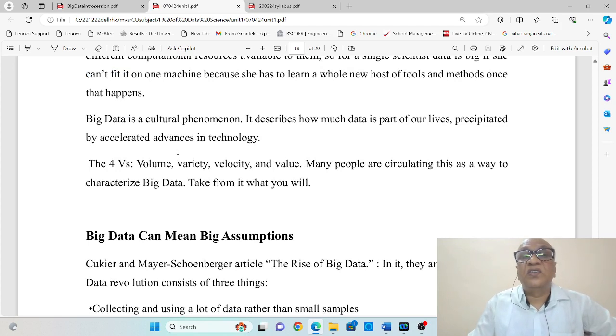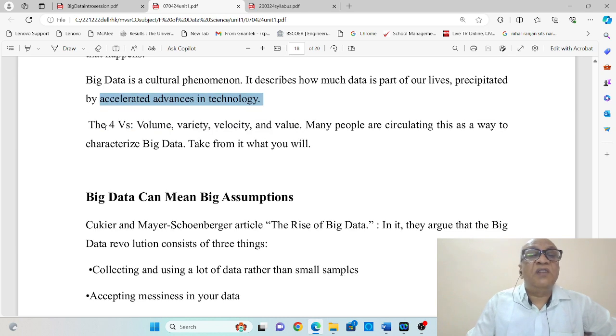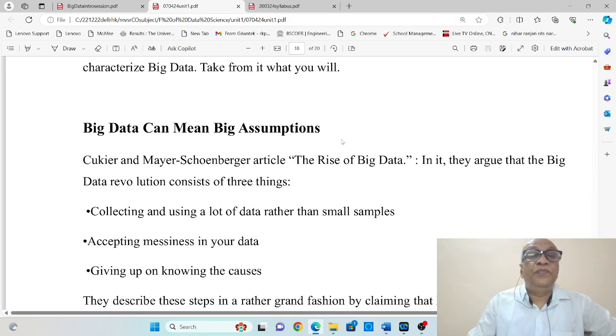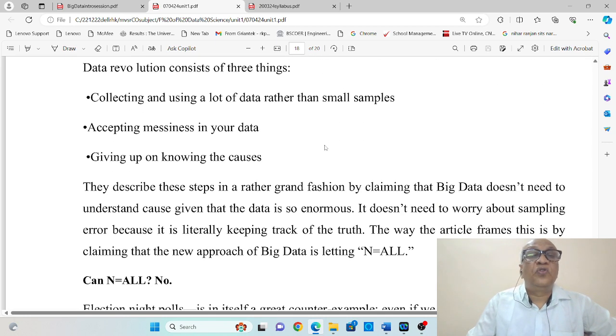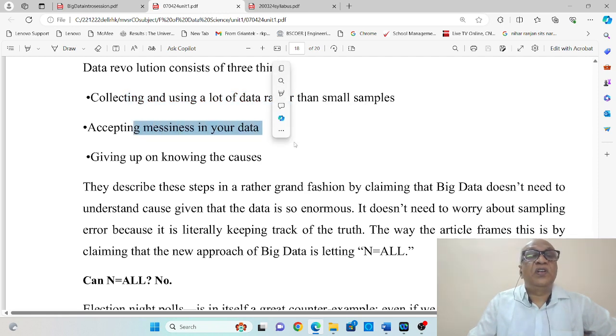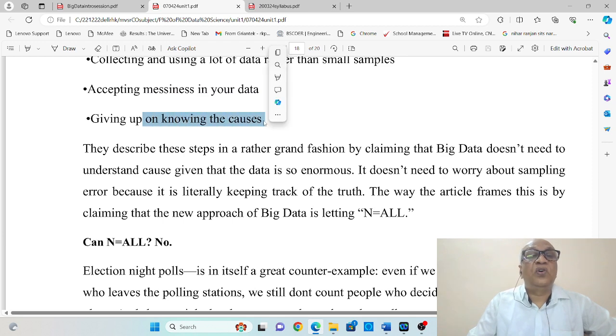So big data is a cultural phenomenon. It describes how much data is part of our lives, precipitated by accelerated advances in technology. Big data can be defined by the 4 V's from the 5 V's which you mentioned: volume, variety, velocity, and veracity. Now, when you speak about big data, it can mean big assumptions. When we speak about big data, it means collecting and using a lot of data rather than going for samples, accepting messiness in your data, and giving up on knowing the causes.